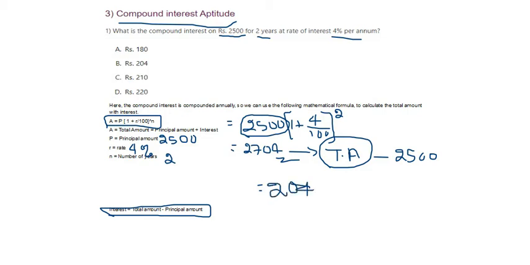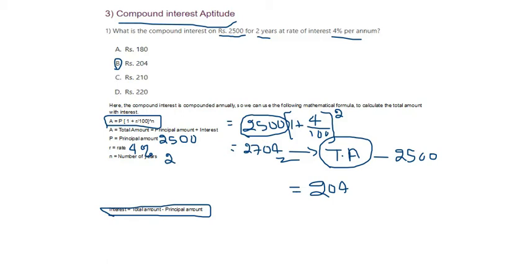Sorry, we'll get the amount as 204 rupees, which is nothing but your B option. So you have to remember your compound interest formula. This is your compound interest, which is total amount minus principal amount, and your total amount formula, which is principal plus your interest.